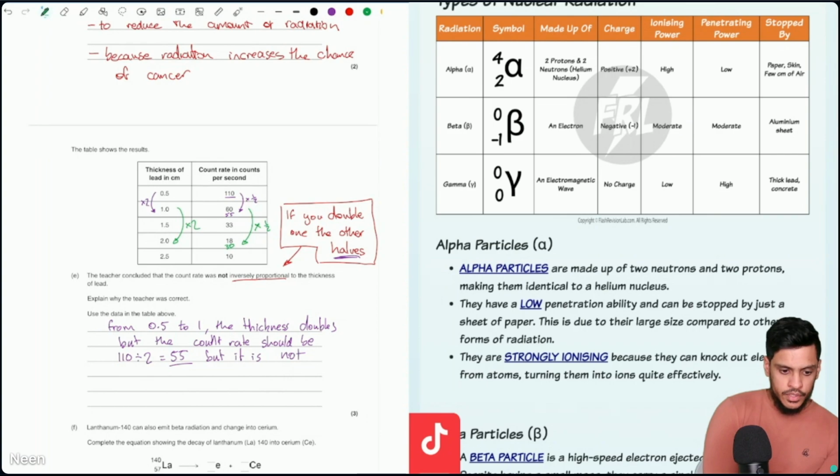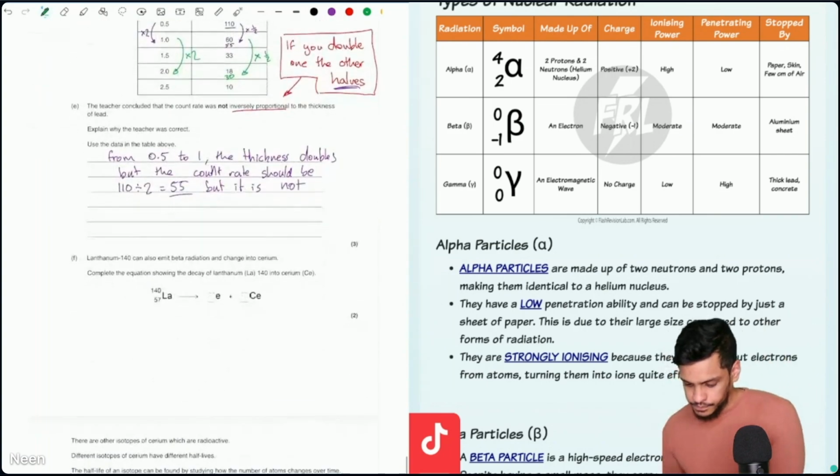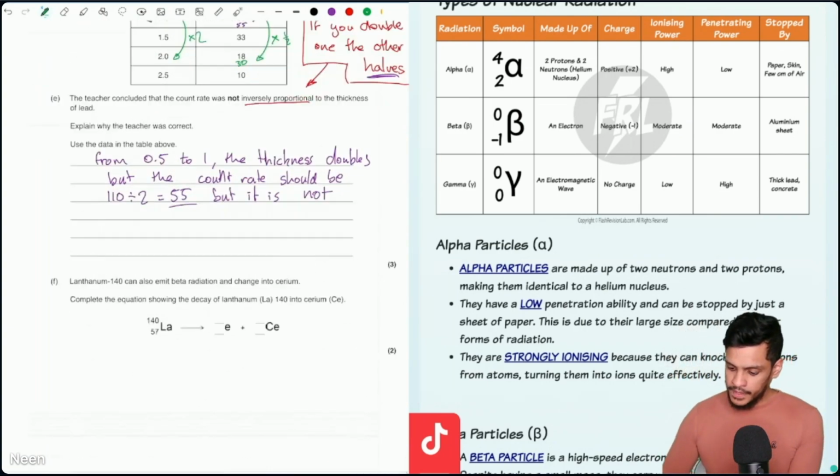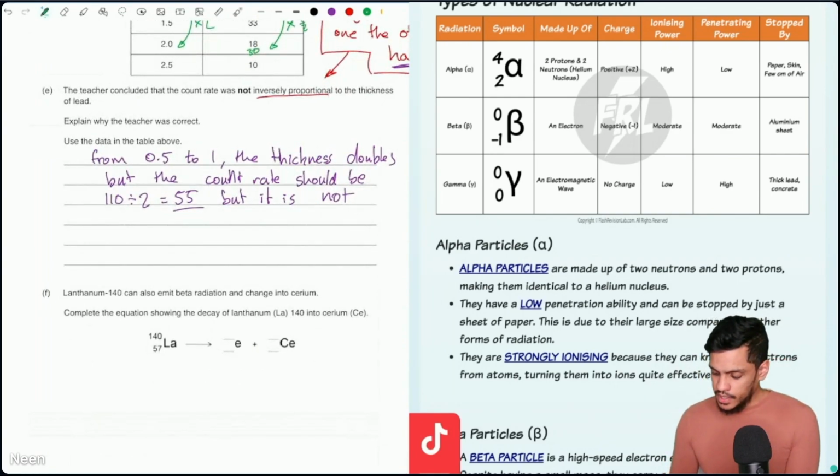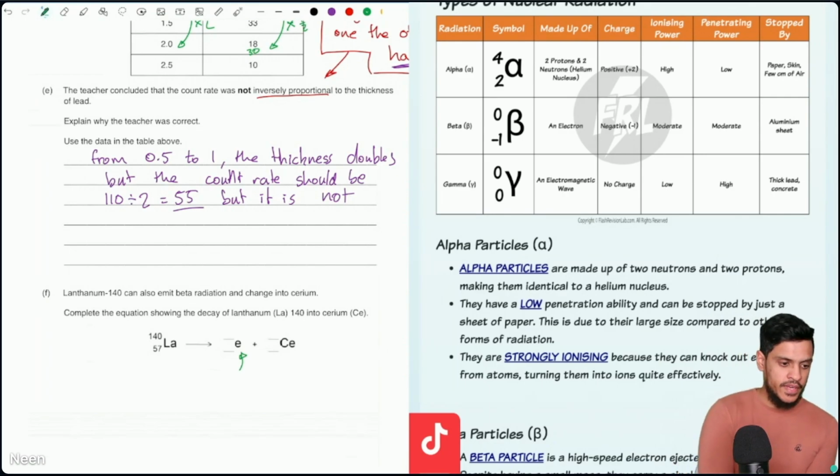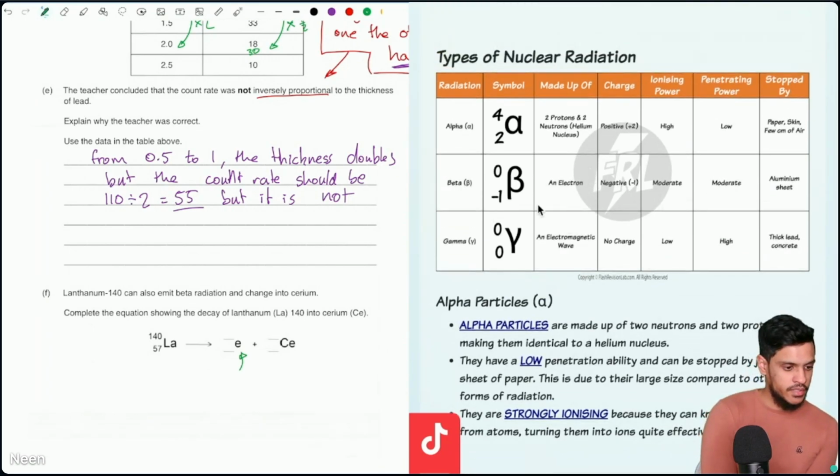Okay, on to the next one. We've got a nuclear equation here. Complete the equation showing the decay. So we've got this, an electron. Which type of radiation is this? Does anyone know? We've got this here.